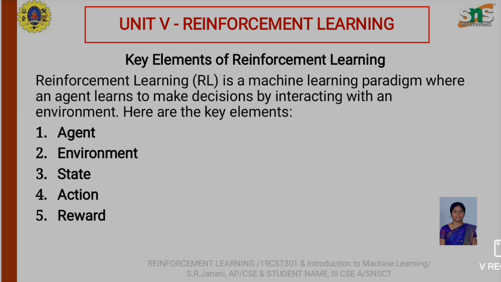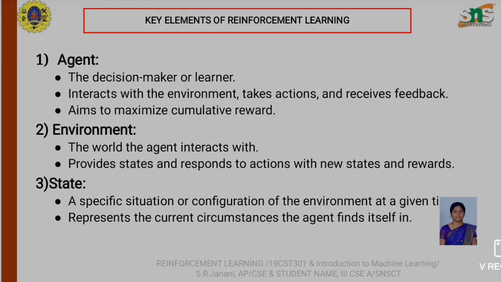Some of the elements of reinforcement learning are agent, environment, state, action, and reward. Let's briefly see them. The first element of reinforcement learning is agent. Agent is the decision maker or learner which interacts with the environment and takes actions to receive feedback. It aims to maximize cumulative reward.